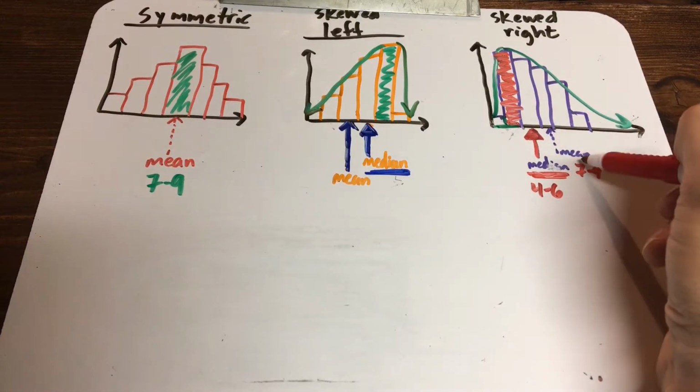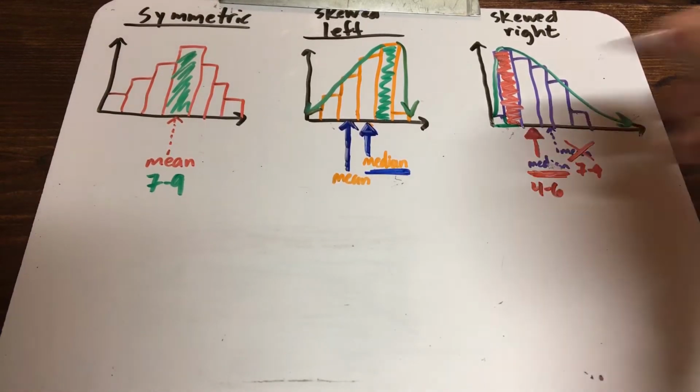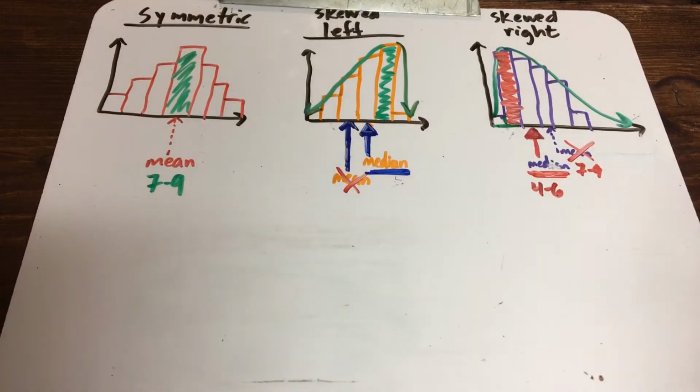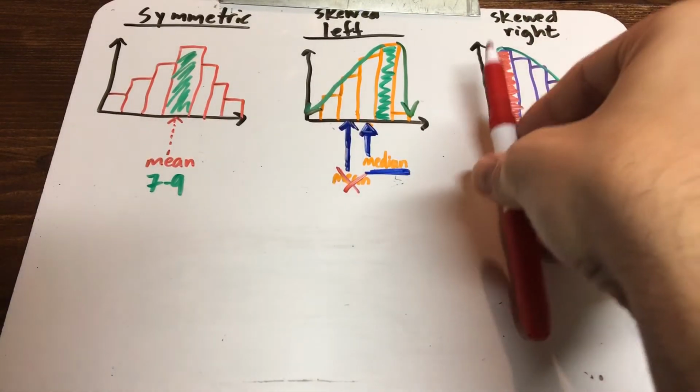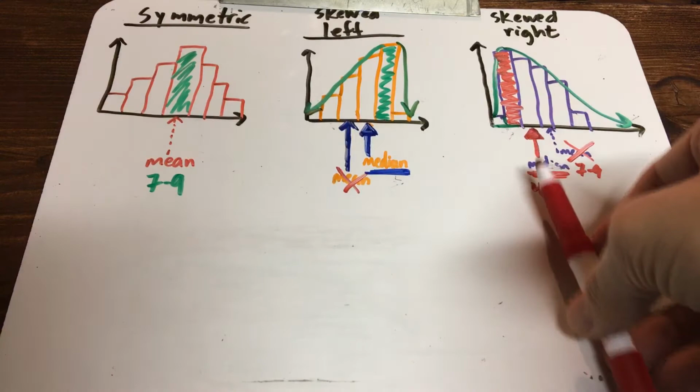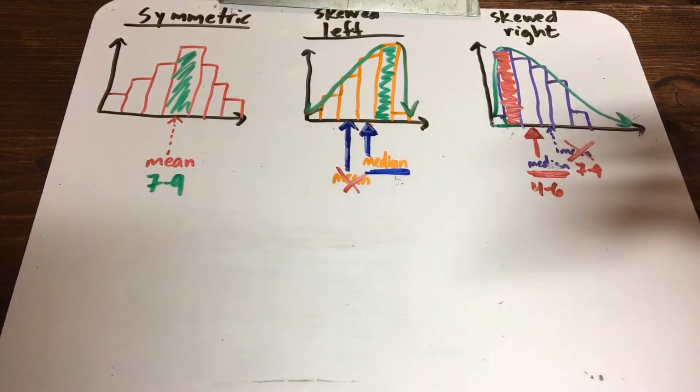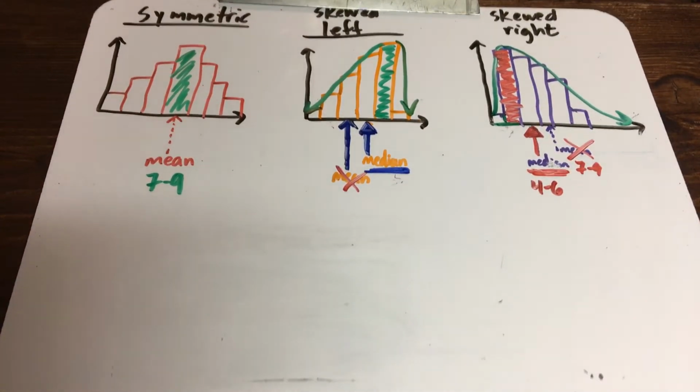The mean is 2 bars away, and so we really don't want to use the mean to describe either one of them that are skewed, just because it's further away from most of the data. Most of the data is right there. I want to pick the median because the median is still right next to it. So that's kind of how it works.